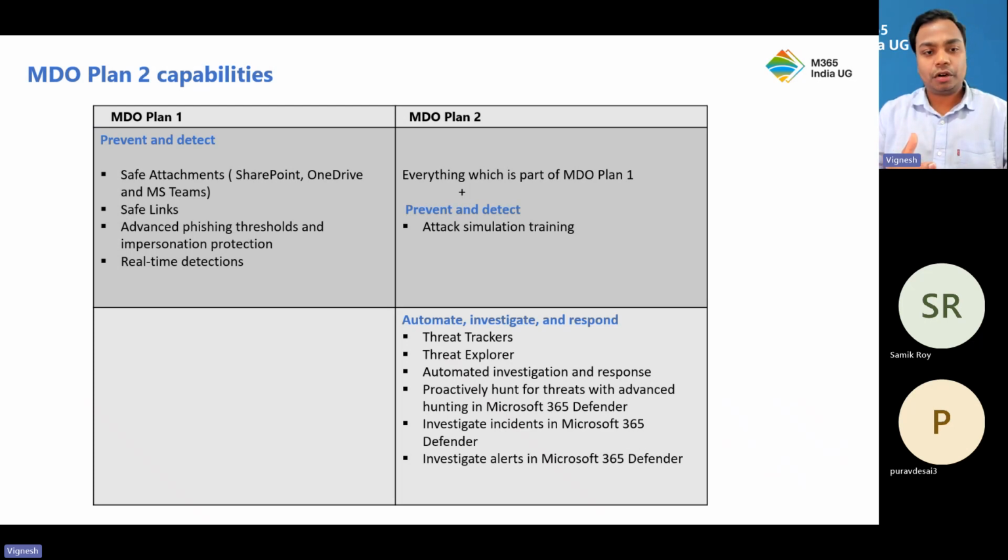So in today's session, we'll be talking about attack simulation training. Then under the automate, investigate, and respond piece, we'll be talking about threat tracker and threat explorer. And in part 3, which is planned two weeks from now, we'll talk about the remaining core capabilities. We felt it would be too much to talk about all the Plan 2 capabilities in one single session, so we thought it would be much more beneficial for the audience to split this into two, so that it's easy for you to digest everything that's been said here.